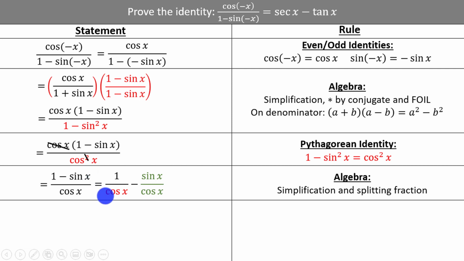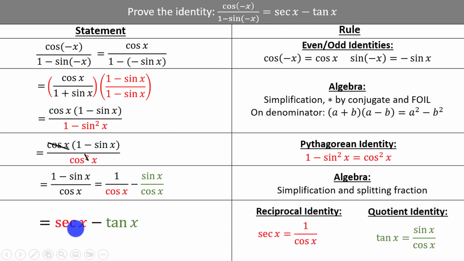At this stage, we recognize that 1 over cosine of x is the same thing as secant of x, so we can rewrite that as secant of x. Also, sine of x over cosine of x is just tangent of x, so we can rewrite that as tangent of x. We justify this by the reciprocal identity for secant and the quotient identity for tangent. At this stage, we are finished with the proof. We have manipulated the left-hand side of the equation so that it matches the right-hand side.